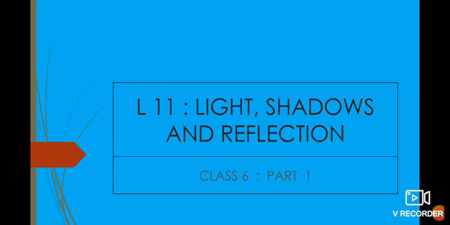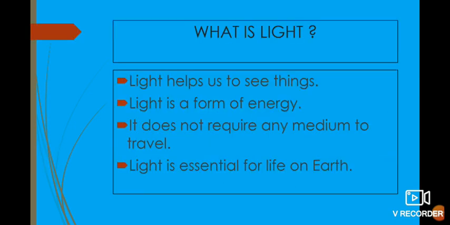So what is light? Light helps us to see things. Light is something which we need to see things, isn't it? In a completely dark room, if you go inside, can you see anything? No, you can't, isn't it? As soon as you switch on the light, you start to see what is there inside the room. So, we need light to see things.